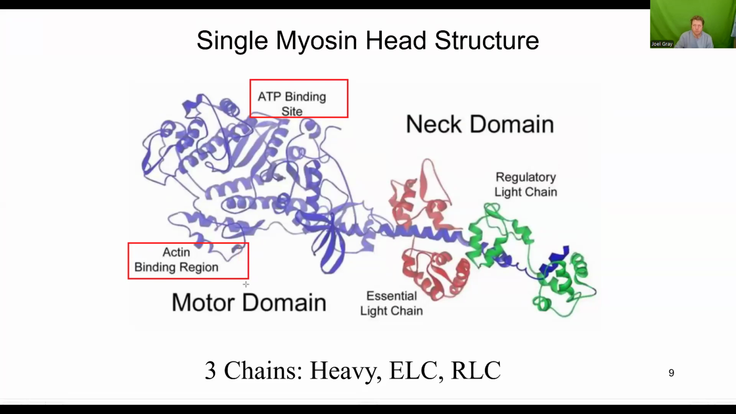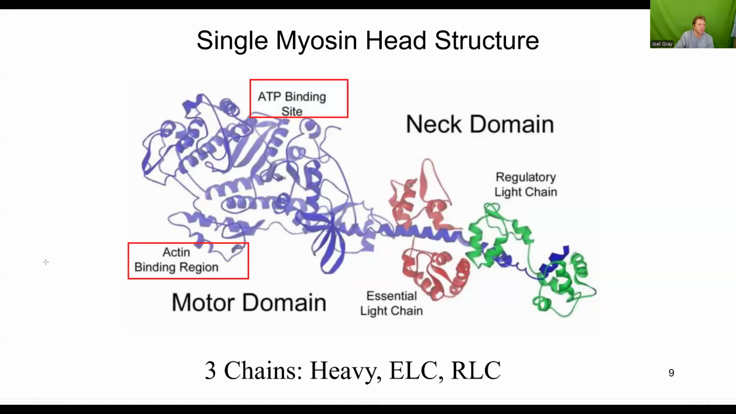That head group, just like our heads, has a neck and a kind of motor portion, your mouth being the motor portion of your head. The neck domain is going to do exactly what your neck does. It's going to move. The head is going to carry out a specific function. The single myosin head structure is going to do two things. It's going to bind to ATP. It's also going to bind to actin.